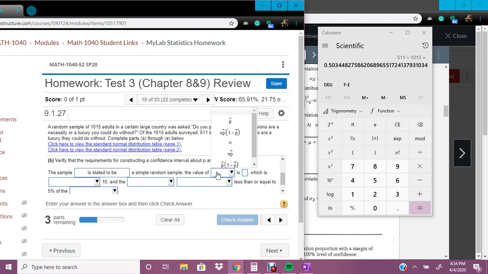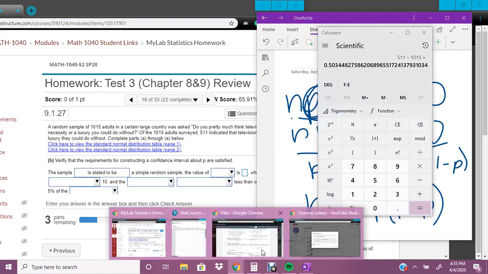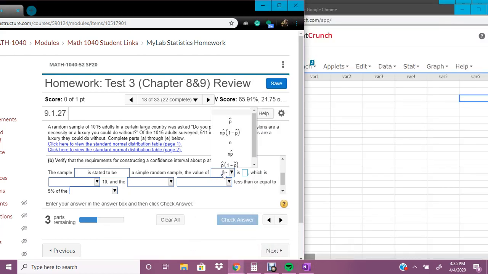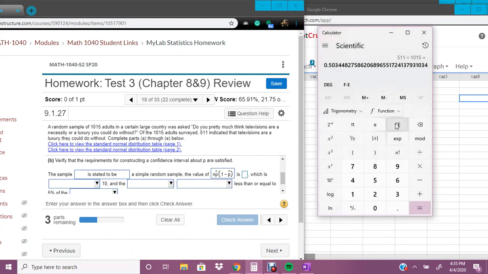So this one is our equation. This is from a past video, that for this sample, n times p times 1 minus p has to be greater than or equal to 10 in order to be a random sample. And so that's this equation that we'll fill in right there. And it's asking us to do that equation. And so we will do that.